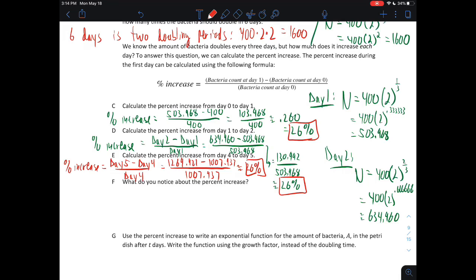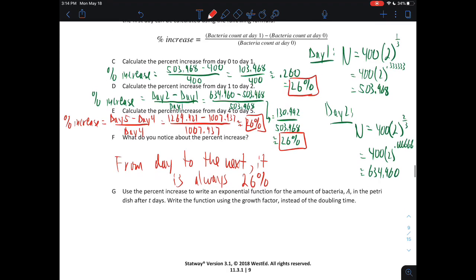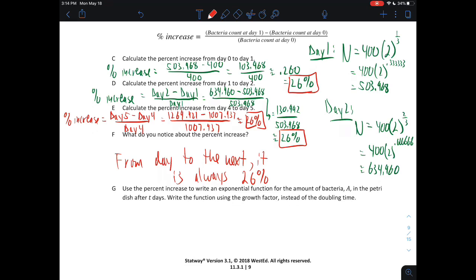So part F, what do you notice about the percent increase from one day to the next? It is always 26%. So now part G. Use the percent increase to write an exponential function for the amount of bacteria A in the Petri dish after T days. Write the function using the growth factor instead of the doubling time.